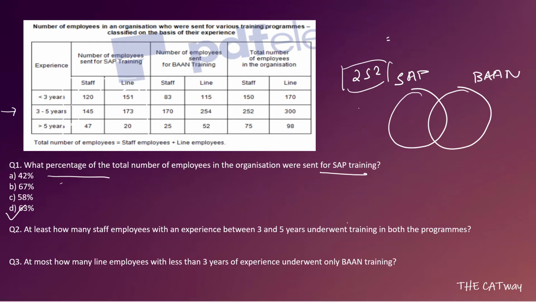Now it has been given that 145 employees went for SAP. So SAP, I have told you, will include complete SAP.